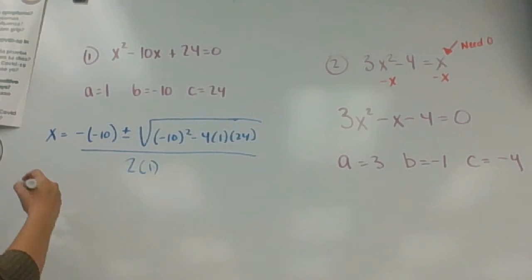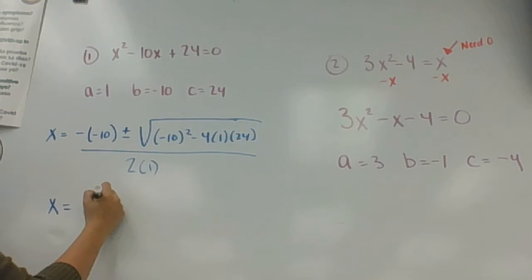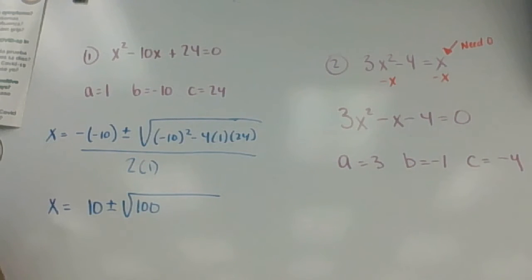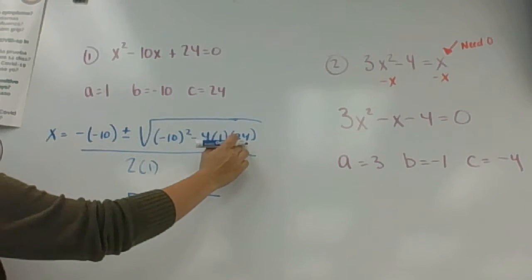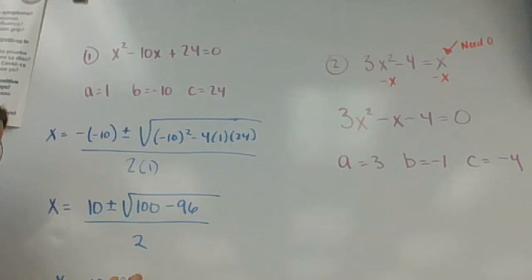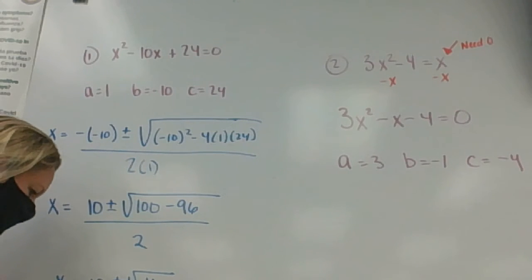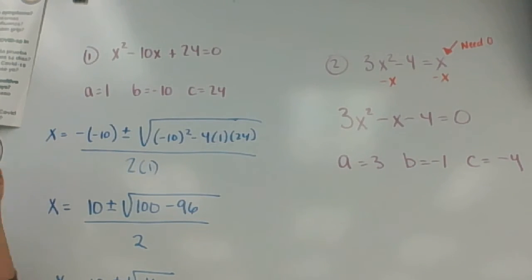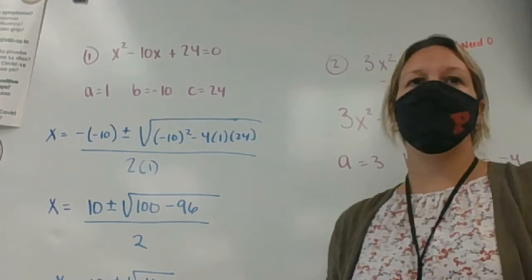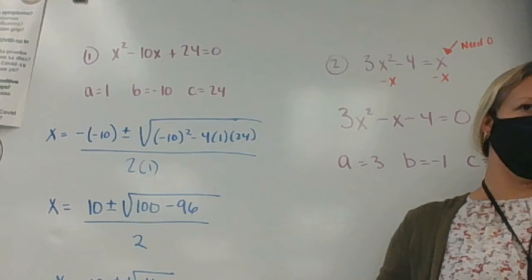All right, now simplifying, I get 10 plus or minus the square root of 100, 4 times 24 is 96, all over 2. 10 plus or minus the square root of 4 over 2. And the square root of 4 is 2, because 2 squared is 4, right? So, who was able to get this far? The square root of the 4.